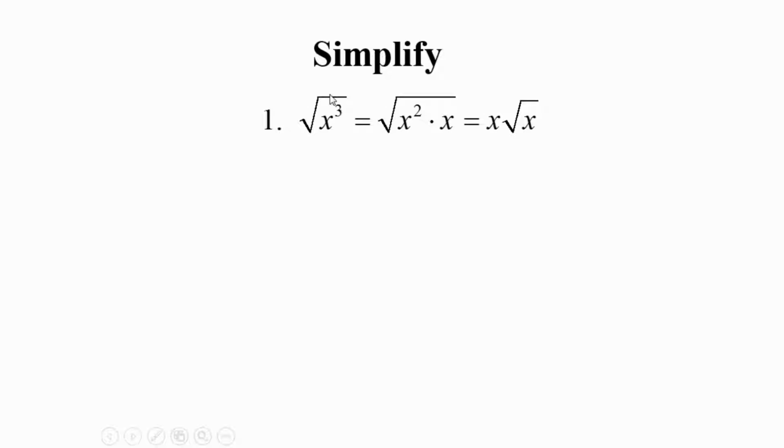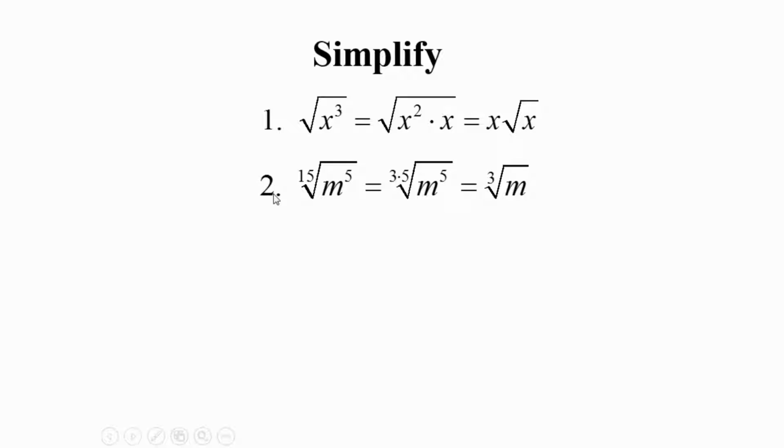Here are some examples, and you can see which laws they were. Actually, this one I just did. Number 1, square root of x to the third. Well, the power on the radical is higher than the index. Therefore, that's no good. So you have to simplify it further to x times the square root of x.